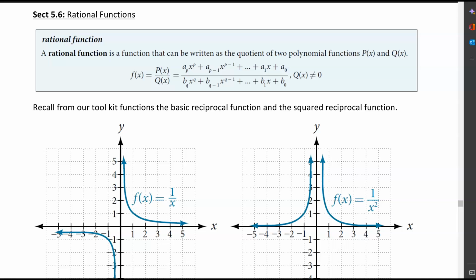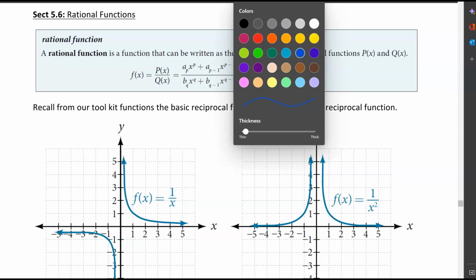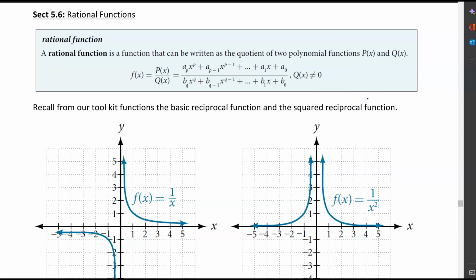All right, class, we've arrived at section 5.6, rational functions. A rational function is a function that can be written as a quotient of two polynomials, p of x and q of x. This is what I really want you to remember. I know that this can look scary, but basically we have just a polynomial on the top over a polynomial on the bottom. We obviously want q not to be 0 because then the division is not defined.